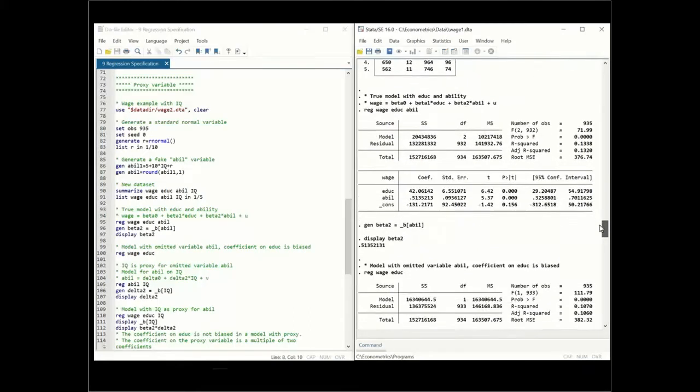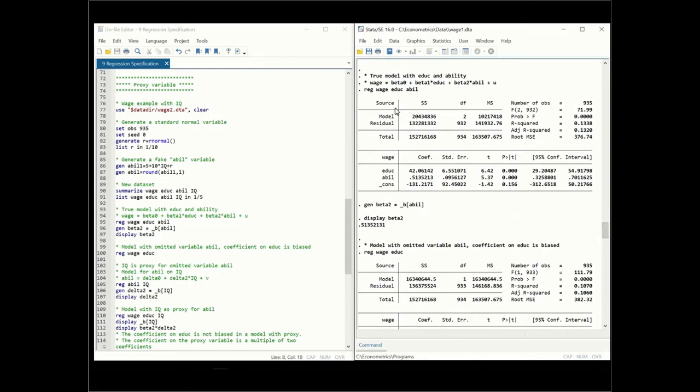So this is how the true model looks between wage, education, and ability. And so this is what we see here. I would like to note the magnitude of the coefficient on education. This is 42. So if that was our true model, this would be an unbiased coefficient on education. I also want to note that the coefficient on ability happened to be 0.51. But again, I'm focusing on this coefficient with the magnitude of 42, which is unbiased.